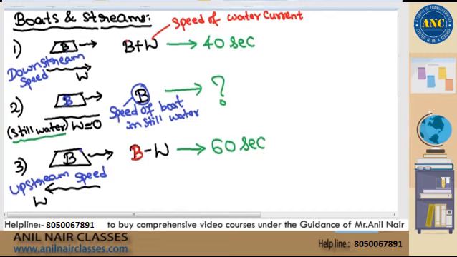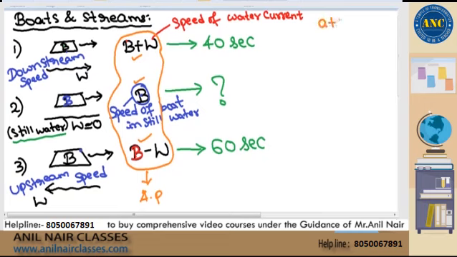Now, a very easy way of solving. Observe carefully. B plus W, B plus W, B minus W. They are in arithmetic progression, because in arithmetic progression we studied A plus D, A minus D. That means B plus W and B minus W are nothing but the speeds.